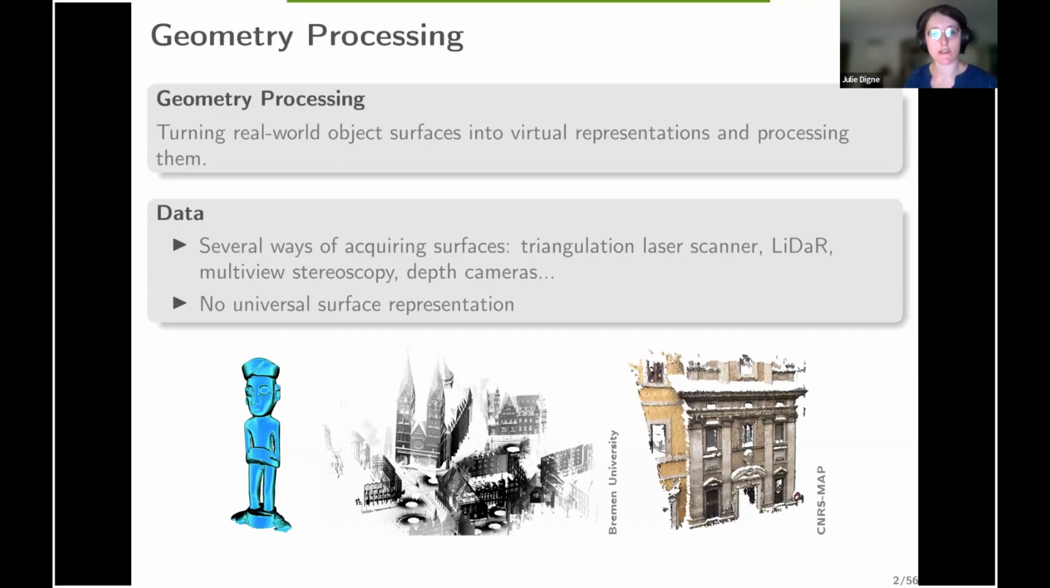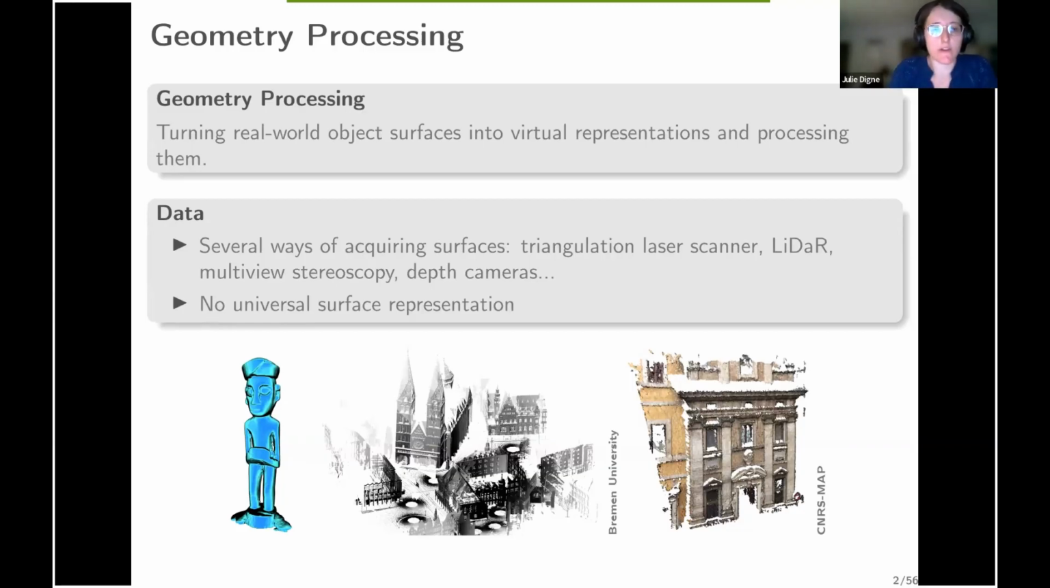When you do surface acquisition, there are several ways of acquiring surfaces. Triangulation laser scanners, which basically measure on a camera the impact point of a laser. A LiDAR, which basically measures the time of flight of a laser ray. Multi-view stereoscopy, depth cameras, and there are many other ways of acquiring geometry. And the issue is that each of these different ways of acquiring a surface yields very different types of data.